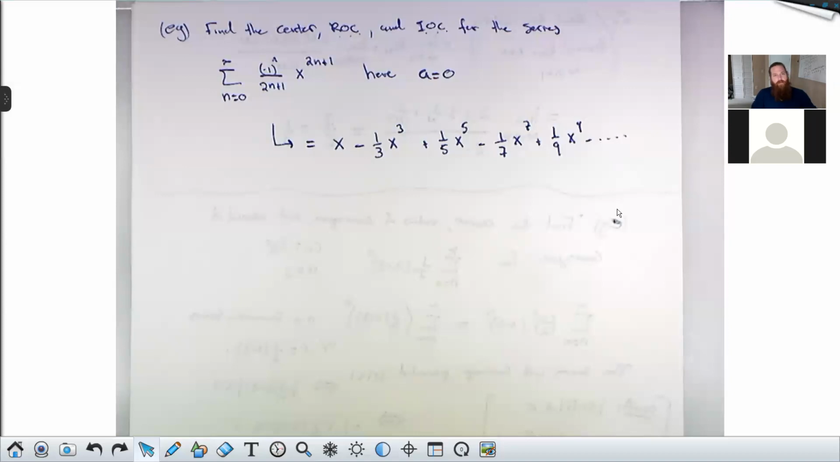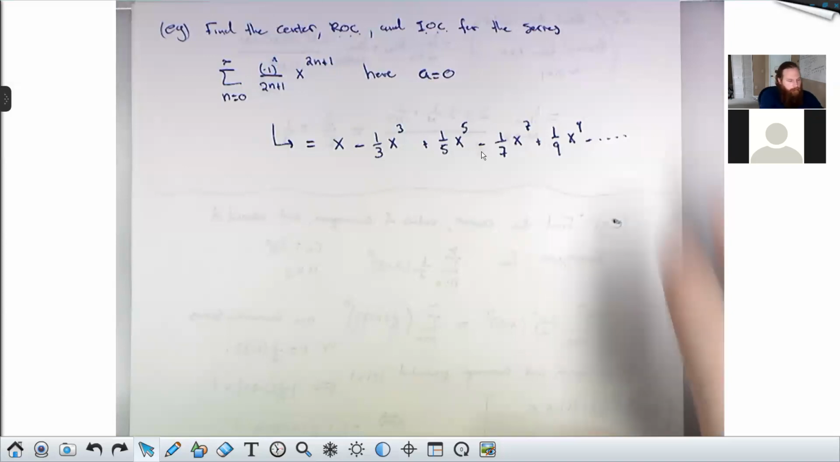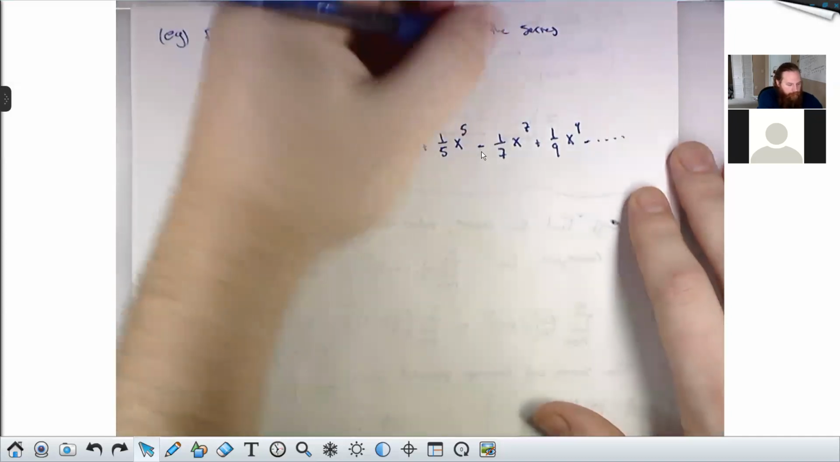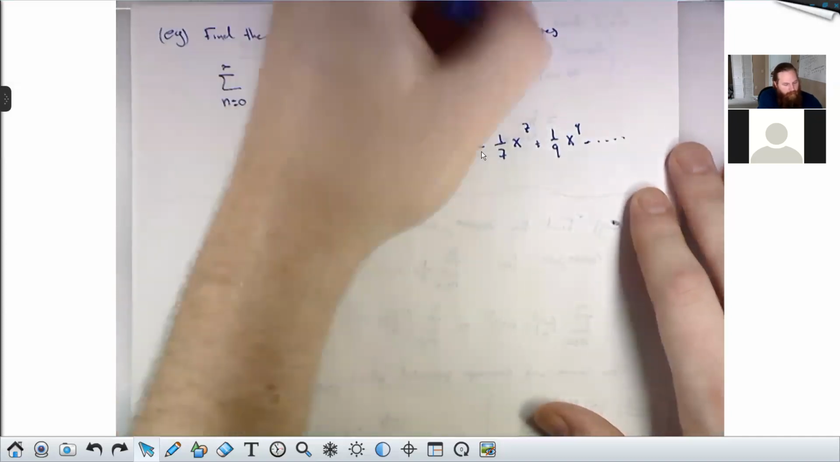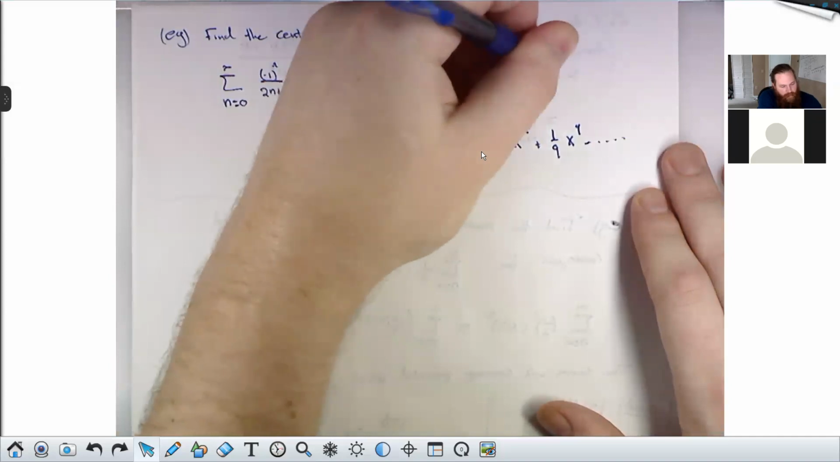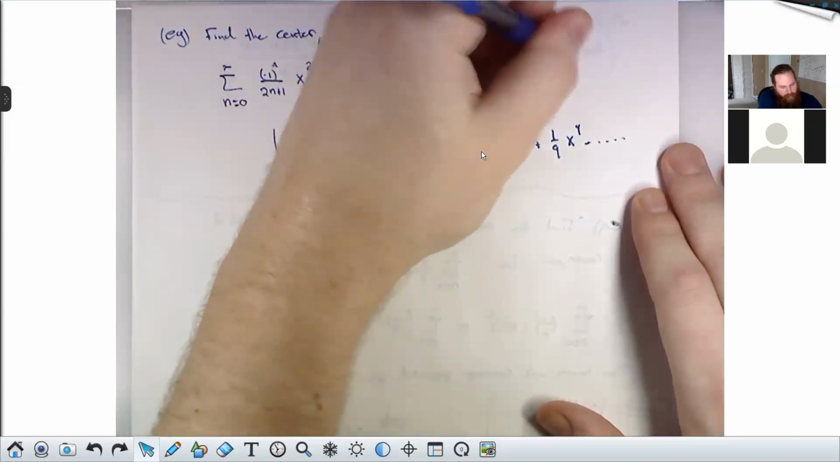This is not a geometric series because I don't just have a bunch of stuff all to the n. There's no way to rewrite 2n plus 1 as something to the n. And this guy, I might be able to massage this as like x squared to the n times x, but it's not going to work out because of the 2n plus 1. Because remember, the center is like the x minus a piece.